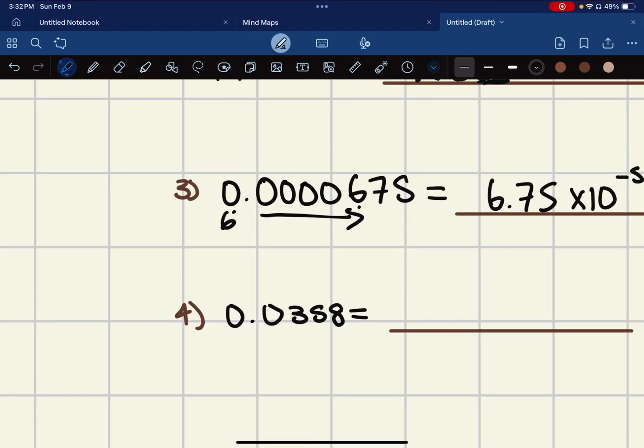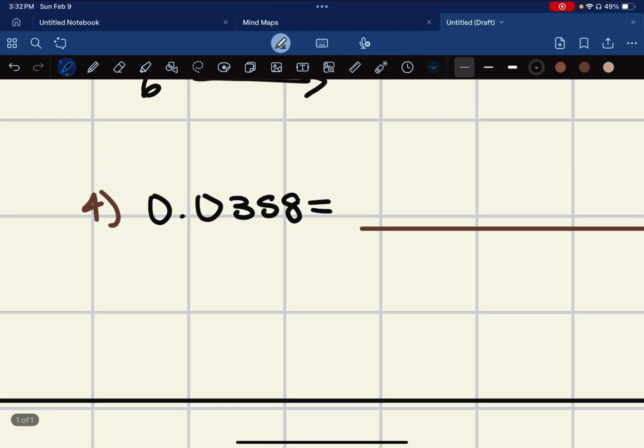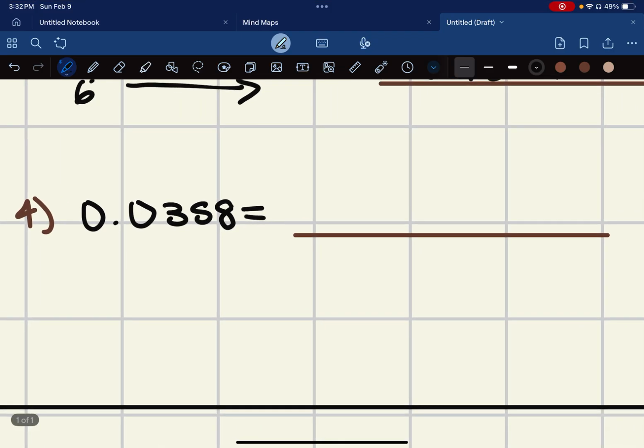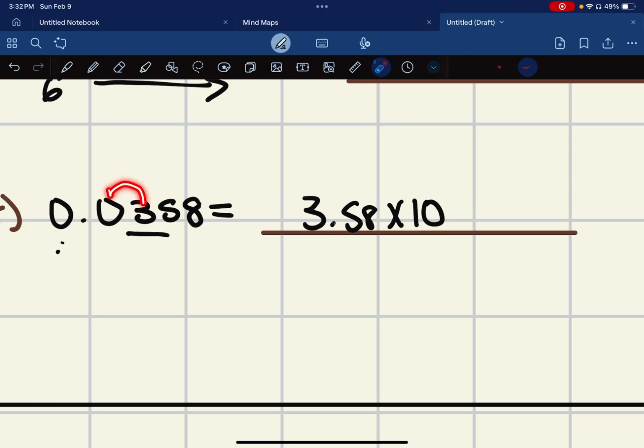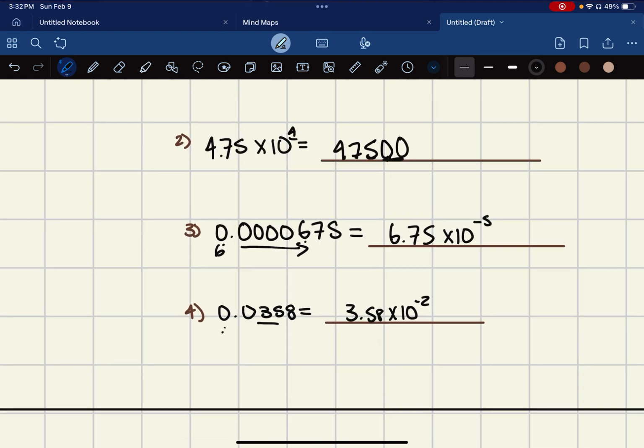All right, last one. We're going to write this one in scientific notation. Okay, so we want to get the 3 over here. So this would be 3.58 times 10 to the negative, how many powers? 1, 2, negative 2. And that is scientific notation.